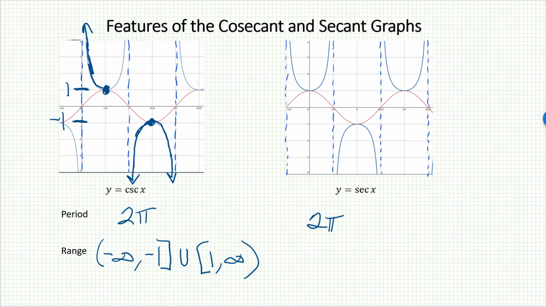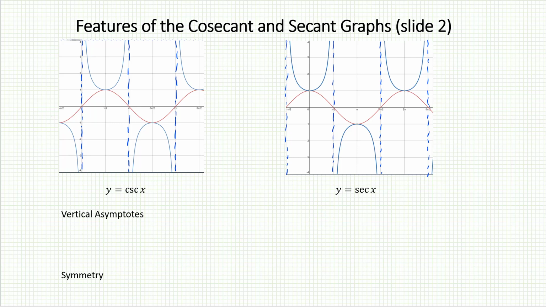What about for the secant function? Well, a quick look reveals it's the same thing. Here's 1, here's -1. Once again, we have no values on the blue graph between -1 and 1, but all the other ones are covered, and so we would simply have the same range for the secant function that we had for the cosecant function. So the period and the range were the same for both functions.